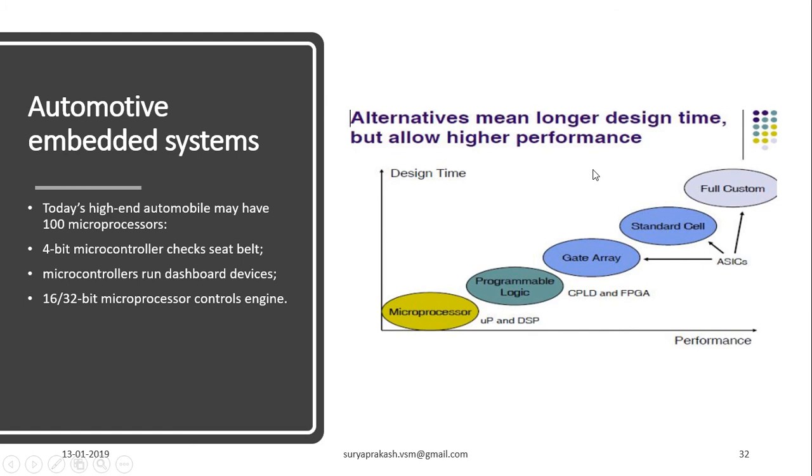The alternatives mean longer design time but allow higher performance: the microprocessor, programmable logic, gate array, standard cell, and fully custom. The last three are ASIC based, and the next one, programmable logic, is CPLD and FPGA devices, and the microprocessor is microprocessor and DSP based. So when there is a transition in each unit, there is an increase in performance. To develop a fully custom ASIC, we need a higher design time. For developing a microprocessor based system, we need less time, and the performance is also much less when compared to the fully custom ASIC.